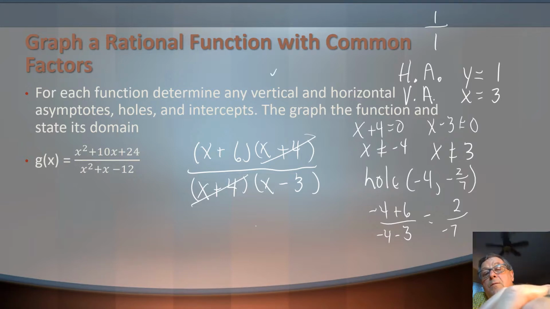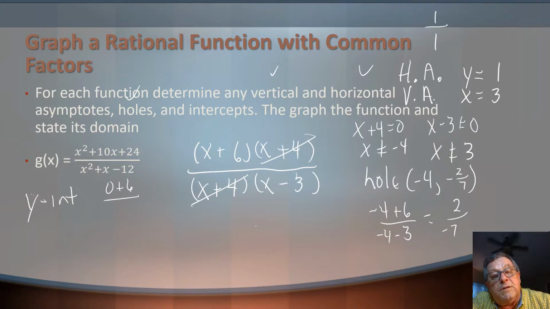Let's see what else we got. We've done the vertical asymptote, the horizontal asymptote, we found the hole, now the intercepts. If I want to find the y-intercept, I set x equal to 0 and solve. So I'd have 0 plus 6 over 0 minus 3. When I solve that, I get 6 over negative 3, or negative 2.